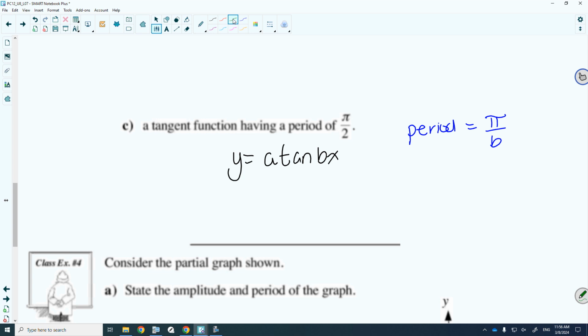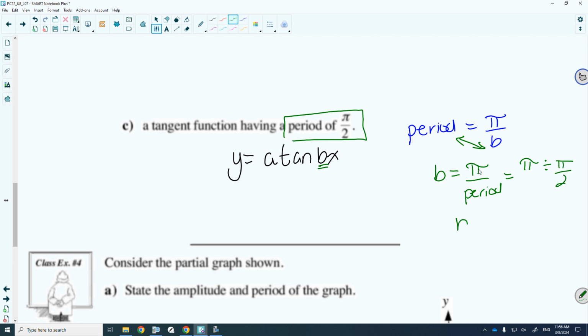I want to get b by itself, so I'm trying to figure out what b is. So b is equal to pi divided by the period. They tell me that the period is pi over 2. So b is equal to pi times the reciprocal. The pi's cancel, and b is equal to 2.